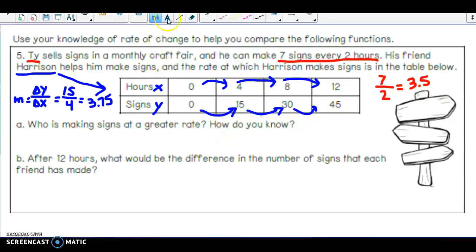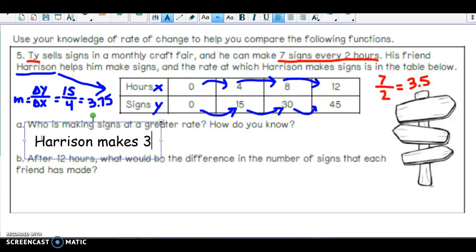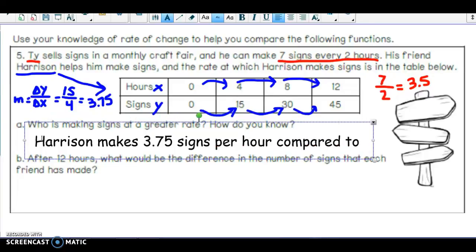So your answer should be something like this. Harrison makes 3.75 signs per hour compared to Ty's 3.5 per hour.